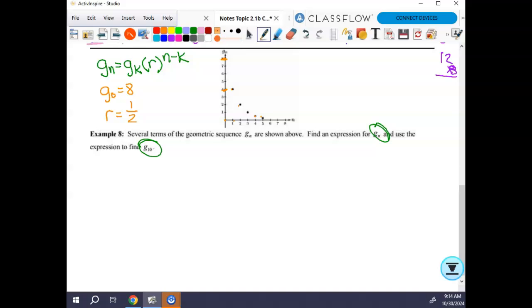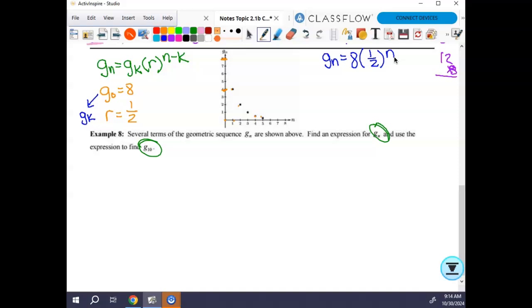So now when I go to write my equation, I need a G sub k, so I have that as G sub 0. We're going to make that G sub k. So that means I get G sub n equals, what is G sub k? 8 times r, which is 1/2, to the n, and then it's n minus k. What's k?